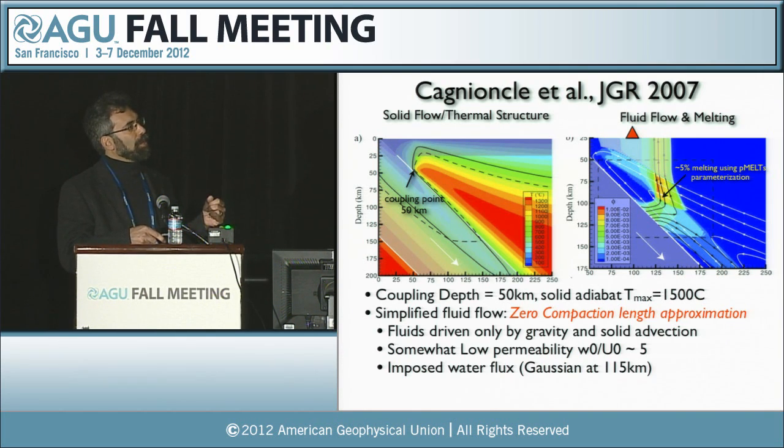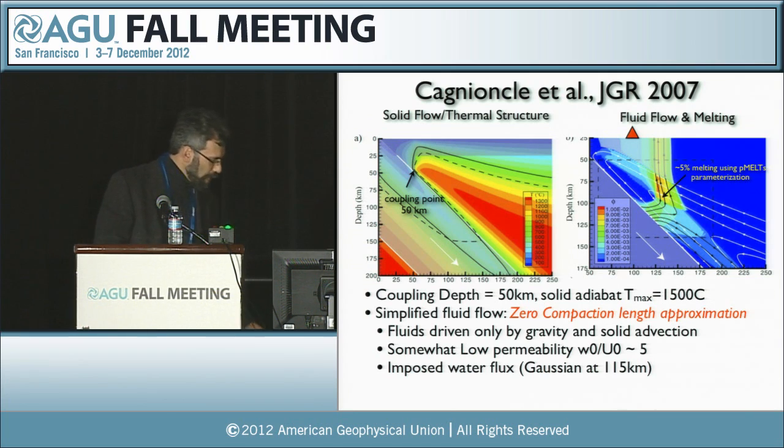It's sort of the range that Tim was talking about. And they actually do get melting. They have a melting parameterization, again, based on P-melts, and they get about 5% melting right there. But because it's gravity-driven, it basically misses the volcano in this case. Okay, but this is the one to beat. Can we do better than this?